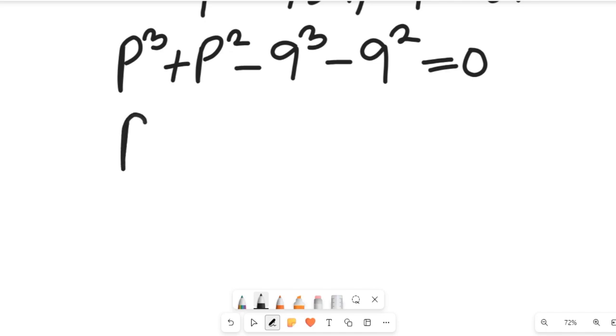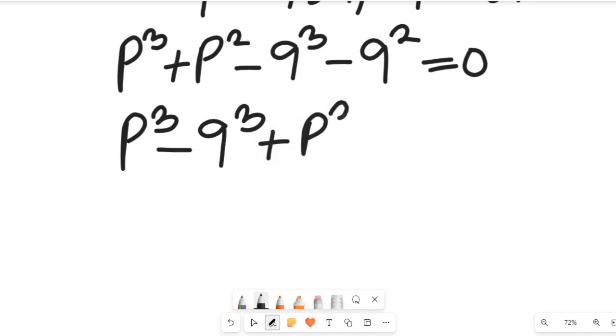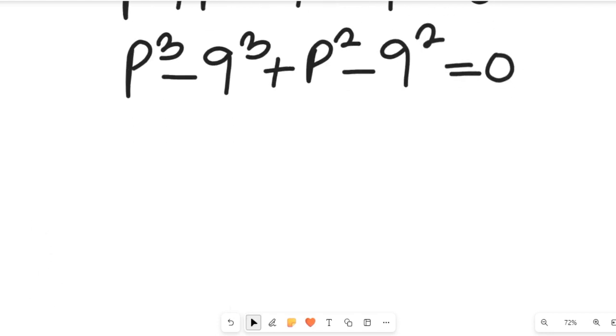We'll have p to the power of 3 going with 9 to the power of 3, right? Plus p to the power of 2 going with minus 9 to the power of 2, and this will be equal to 0. I can truly see the algebraic formula coming to play here. So what do we do next?